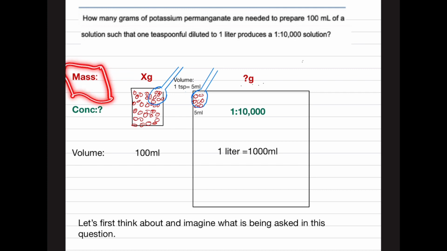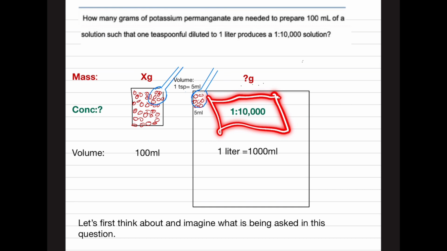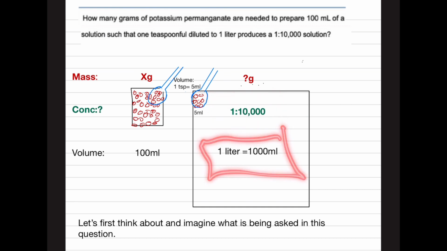We have mass. Well, we don't quite have mass yet. We're looking for mass in grams. We do not yet have a concentration for this original solution, but we do have a volume for the original solution. Notice that what we're looking for, we still don't have grams, but we do have a ratio strength, which we can convert, and we do have a final volume.